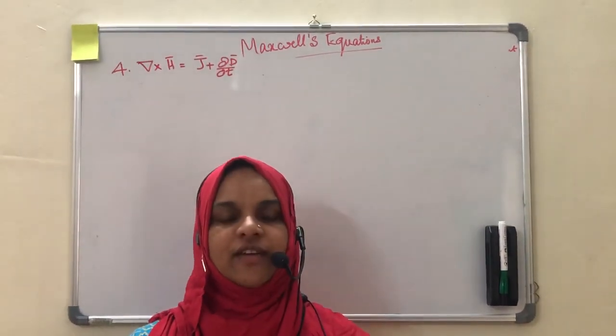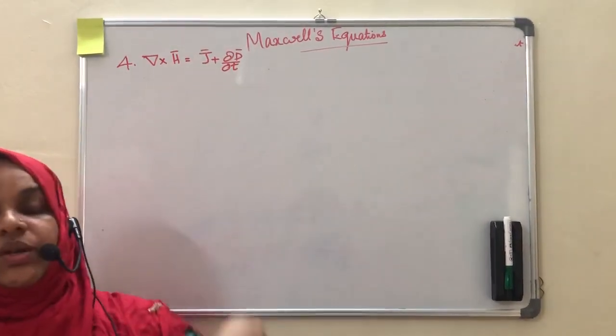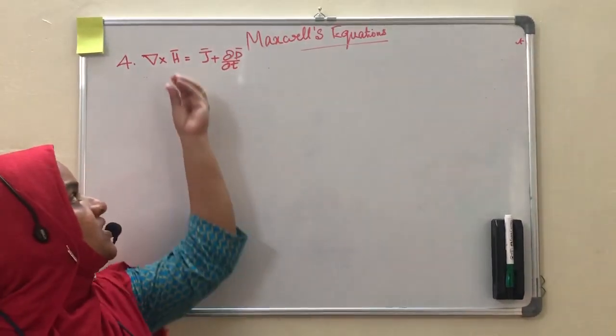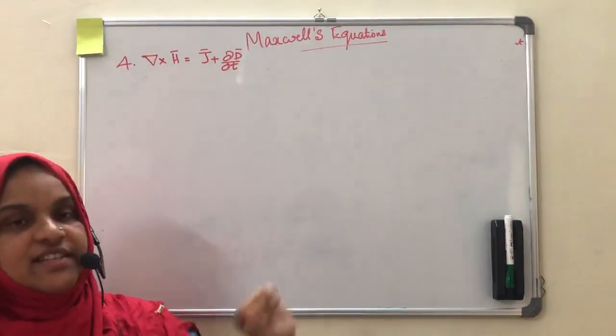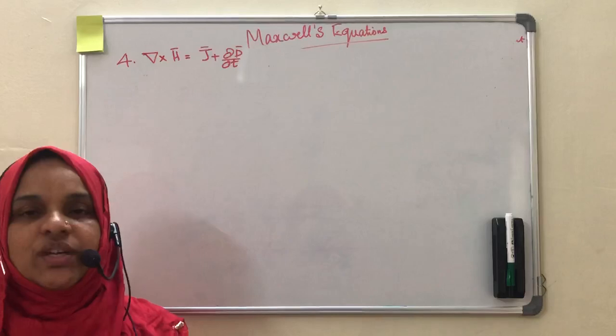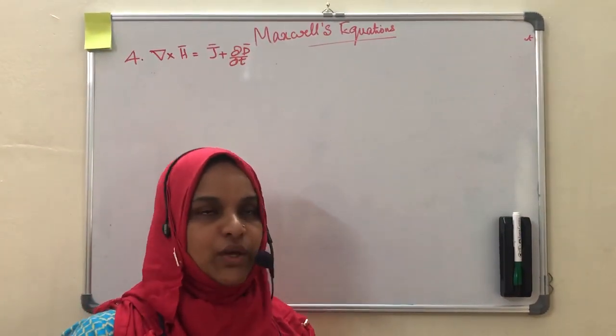Today we are going to derive the fourth Maxwell's equation. Del cross H is equal to J plus dou D by dou T, where H is the magnetic field vector and J is the current density and D is the electric displacement. For that, we consider Ampere's circuital law.